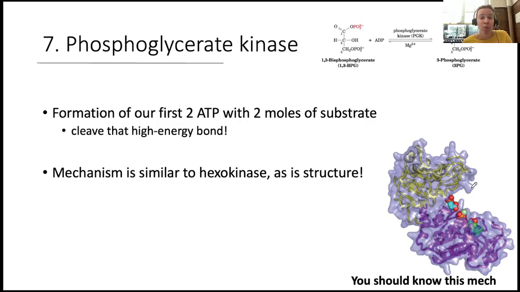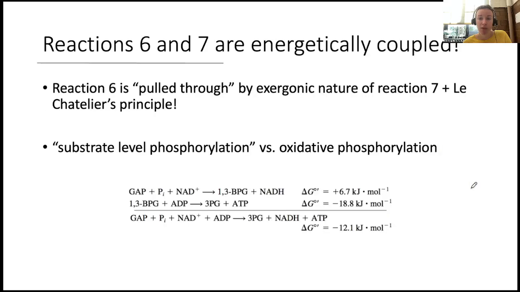So step 7, we form our first ATP. As an aside, folks, reactions 6 and 7 are energetically coupled. Reaction number 6, I didn't show you this, but it's actually not favorable, it's not spontaneous. Except reaction number 7 is favorable enough, it releases enough energy to pull reaction 6 through. So this is what we called a coupled reaction that we talked about last time we were together.